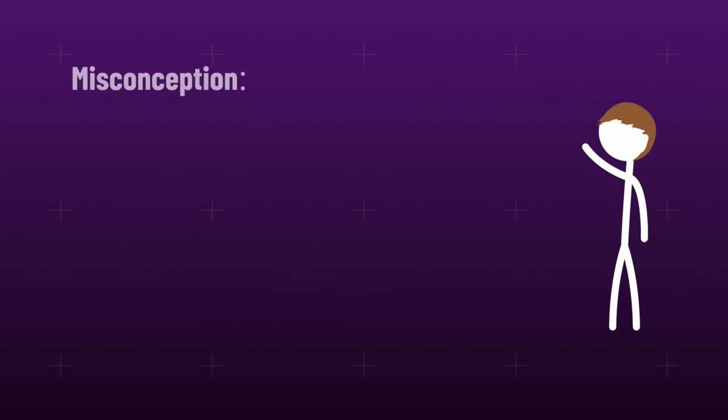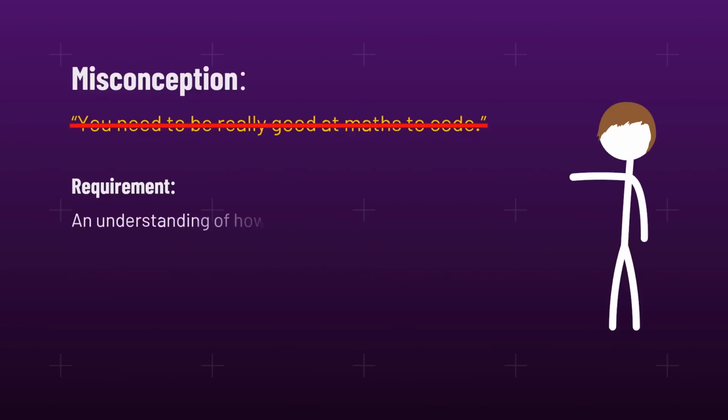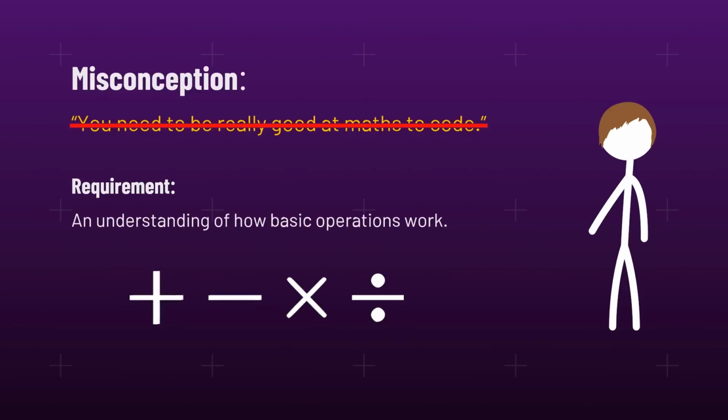So we're going to start this off with a misconception, and that's, you need to be really good at maths to code. This is not true. Being good at maths is not a requirement to get into coding at all. Would it help to be a maths genius? Yes, of course it would, but it's definitely not a requirement. In fact, the only part of mathematics that you really need to know to start coding is a basic understanding of how basic operations work, meaning you should at least know what these symbols mean and what they do to numbers. In reality, the kind of program you want to make will dictate whether or not you require a good understanding of a specific mathematical subject.